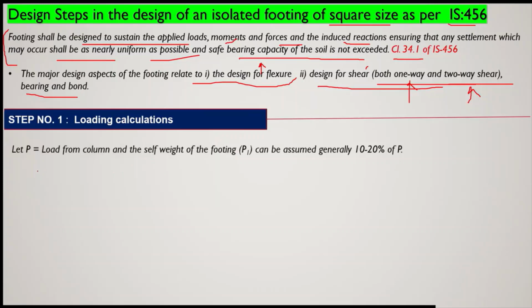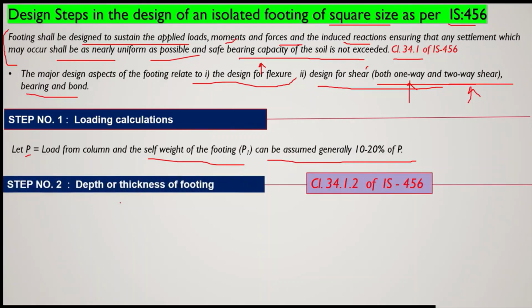Now let us consider P is the load from the column and P1 is the self weight of the footing. Now self weight of the footing we can assume 10 to 20% of the load coming from the column.